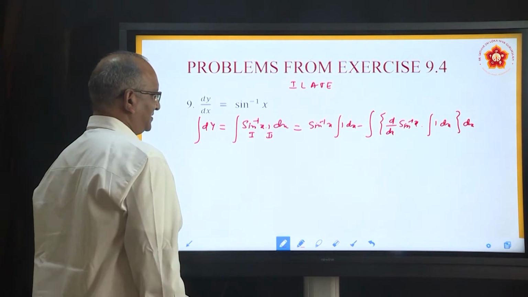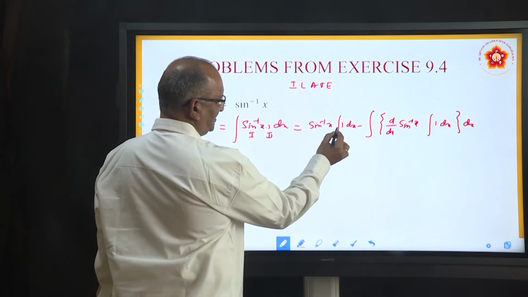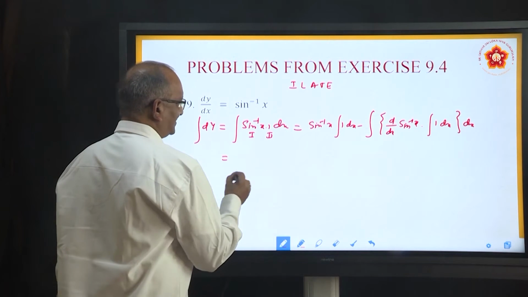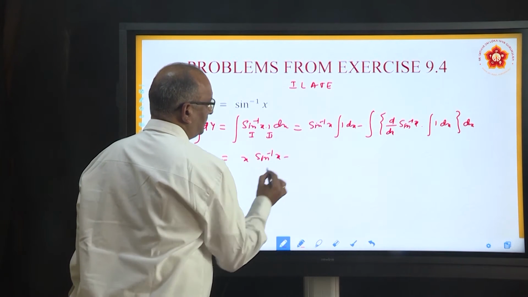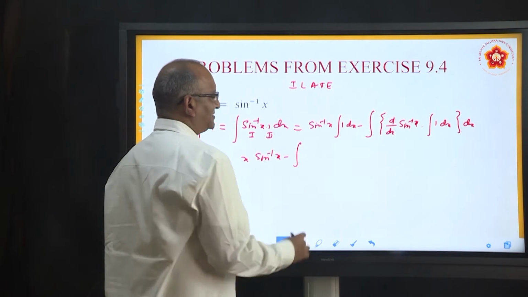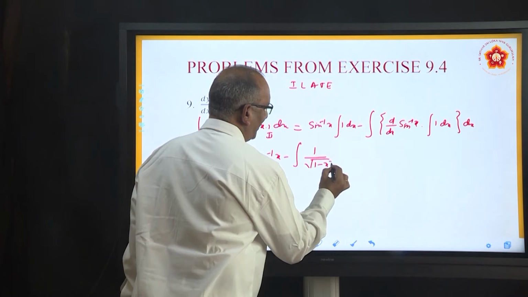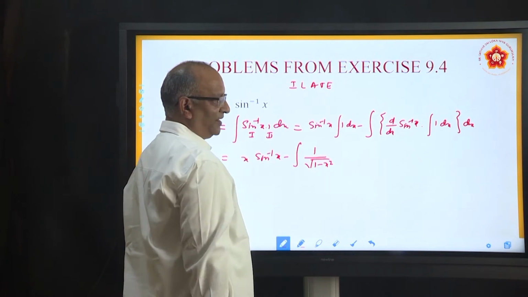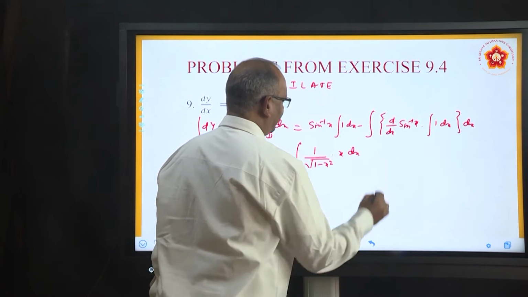Let us simplify it. So, what do you get? Sin inverse x, integral of 1 dx is x. So, you get x sin inverse x minus integral of, what is the derivative of sin inverse x? 1 upon under root of 1 minus x square. What is the integral of 1 dx? It is x. So, it is into x dx.